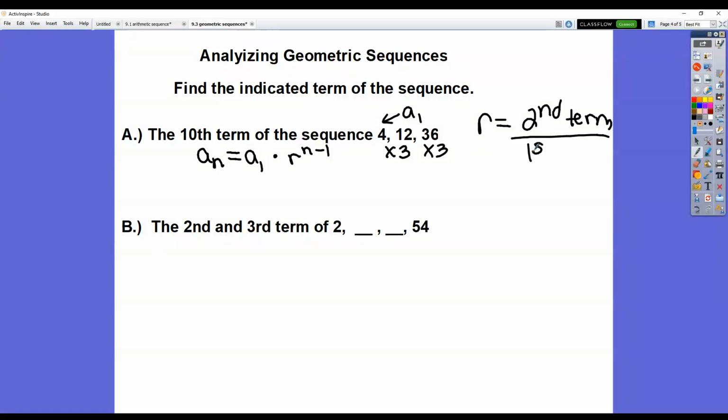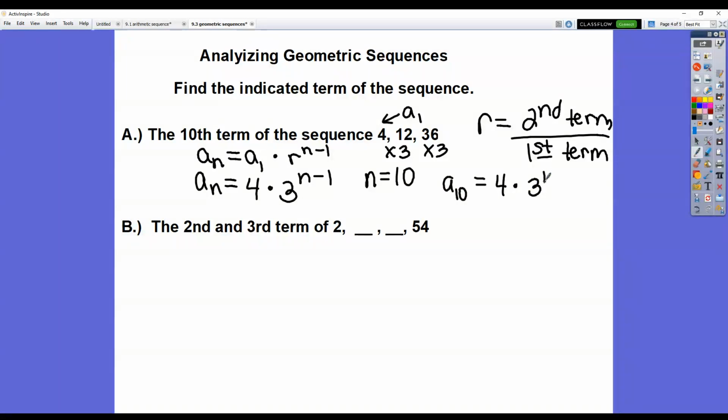If you're not sure how to find r, you take the second term divided by the first, and that'll tell you what r is. So then we plug it in. 4 times 3 to the n minus 1 power. Well, that's the explicit formula. We're not done. We need to find the 10th term. So n equals 10. Okay, let's see what that is. It's 78,732.